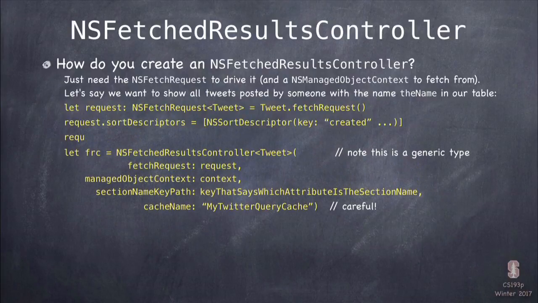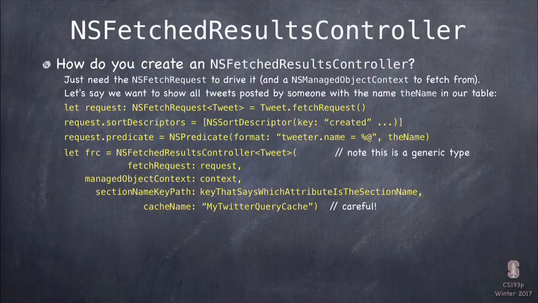So we have to create a fetch request to put in here. Here's an example of creating a fetch request for tweets. You recognize that first line there. I'm going to sort by when the tweets were created, when the tweet was tweeted out. And I'm going to look for all the tweets whose tweeter's name equals some name. So it's going to get all those tweets, and I'm going to set that request as the first argument to NSFetchedResultsController. By the way, notice NSFetchedResultsController is also a generic type. An NSFetchedResultsController can only control fetches for a certain type. So you have to say what type of entity your FetchedResultsController handles.